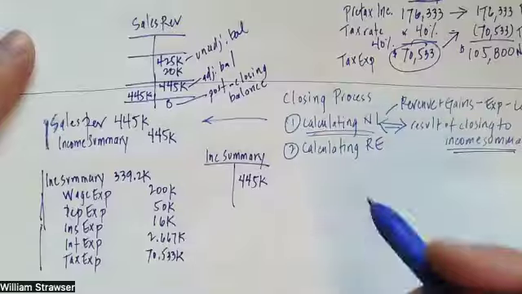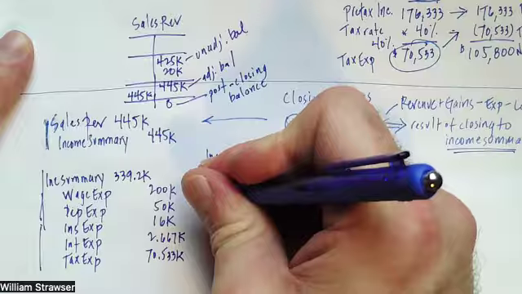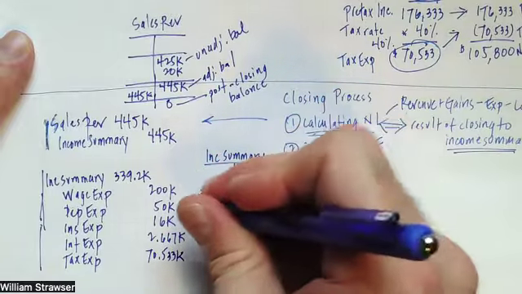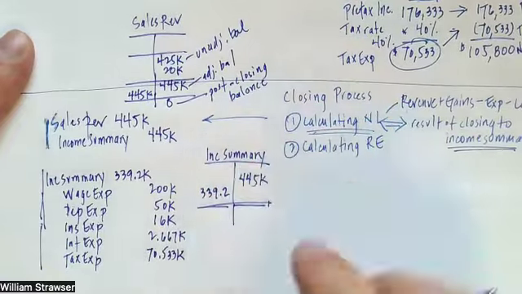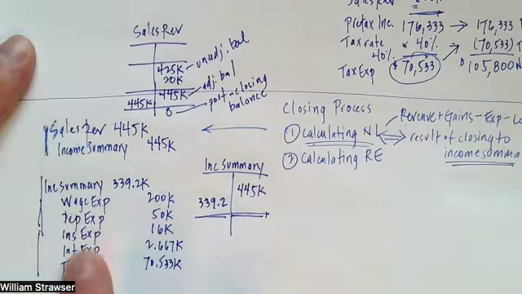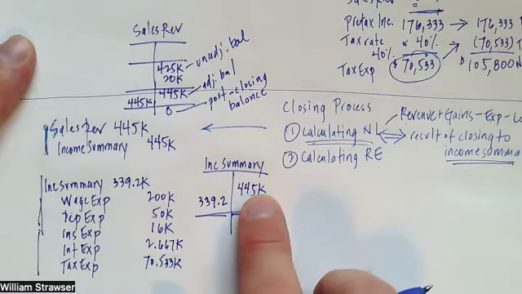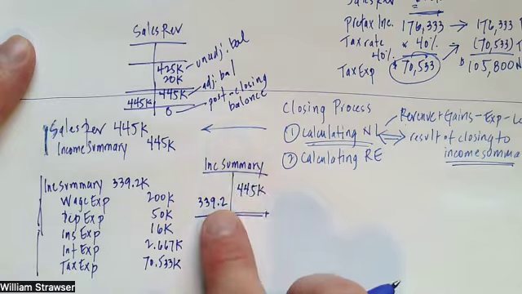Now, I debited the income summary, so I need to debit over here on my T account to show the progress of this account so far. I have all of my revenues. If I had gains, I'd close the gain out here with a debit. If I had losses, I'd close the loss out here with a credit. So the right side will represent all of my revenues and gains. The left side will represent all of my expenses and losses.